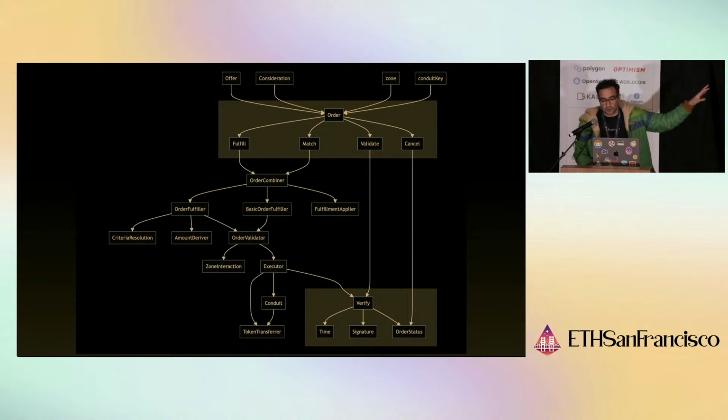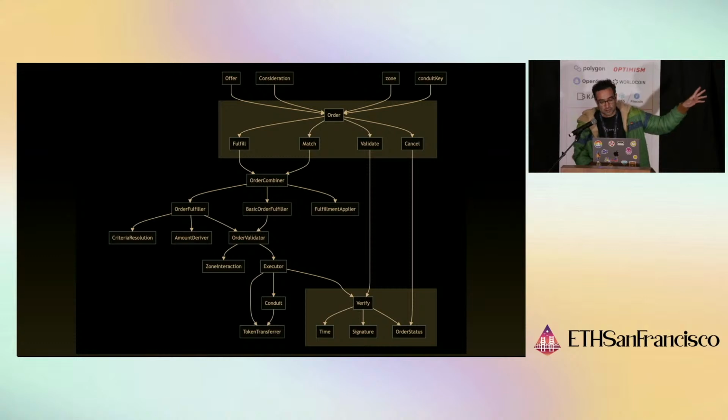So all those go into the order, and then when you have an order, you can do several things with it. You can fulfill the order. You can do a match order, which we'll go into, which is kind of an advanced matching. You can validate the order on-chain, where you pay some gas up front to validate it, and then if someone fulfills that order later, the gas cost to fulfill it is actually cheaper. And then you can cancel an order, which renders it invalid.